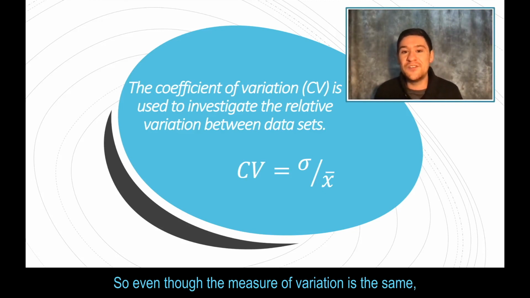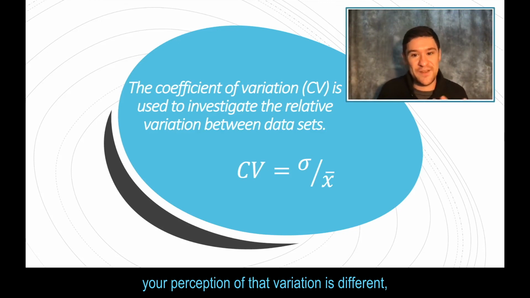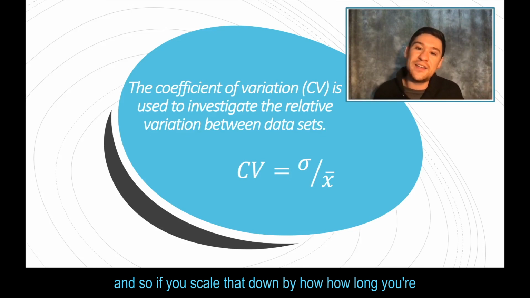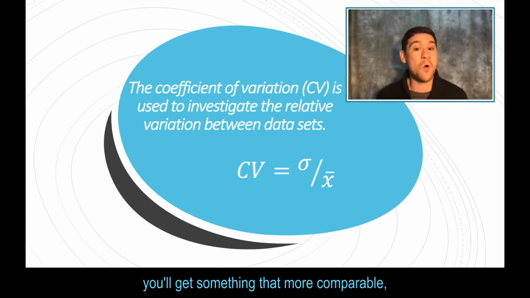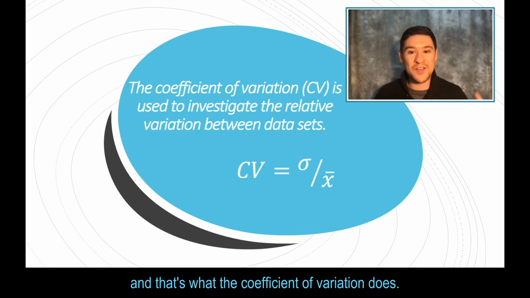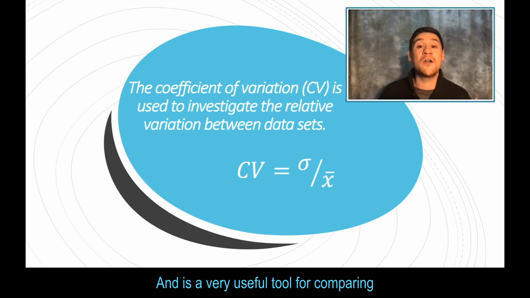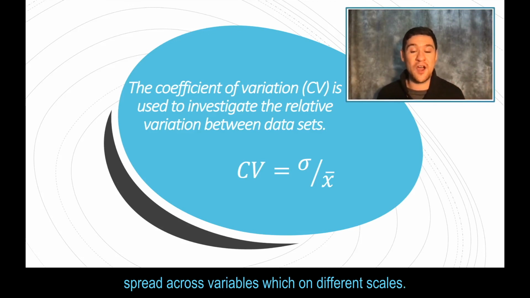So even though the measure of variation is the same, your perception of that variation is different. And so if you scale that down by how long you're on average on the phone for, you'll get something that's more comparable. And that's what the coefficient of variation does. And it's a very useful tool for comparing spread across variables which are on different scales.